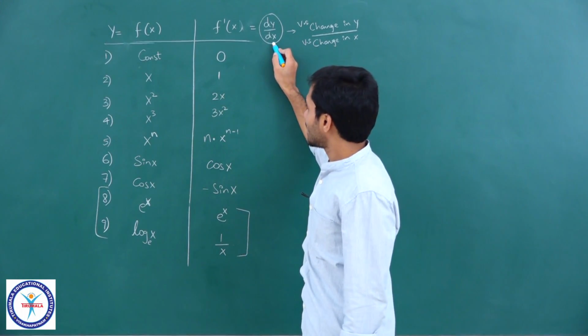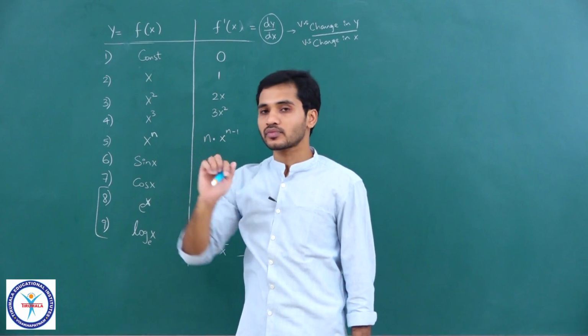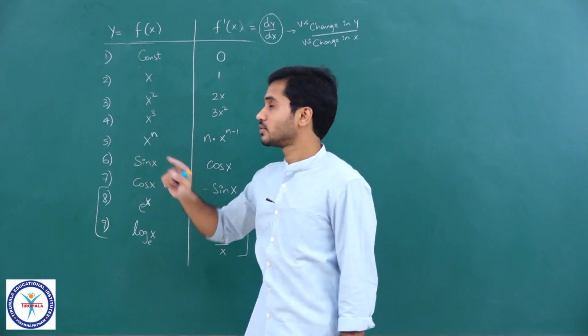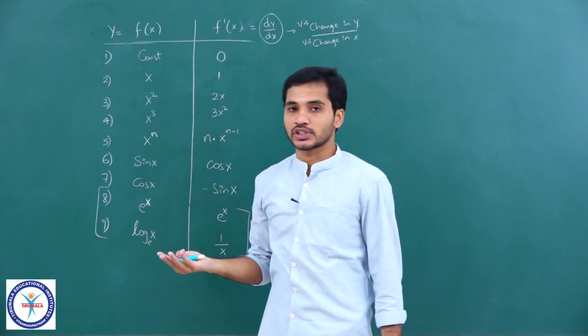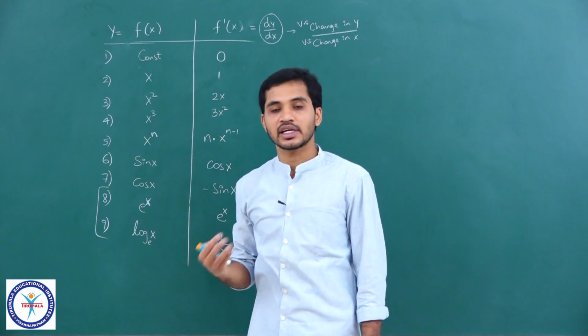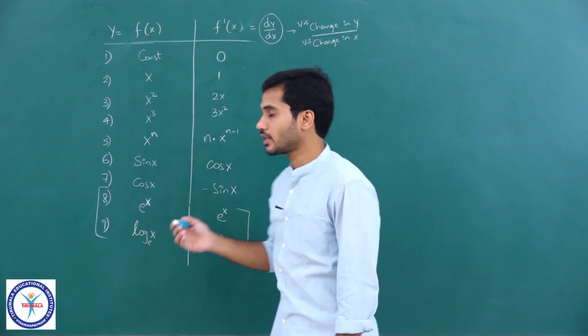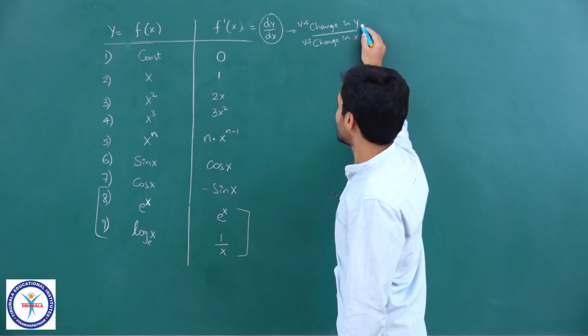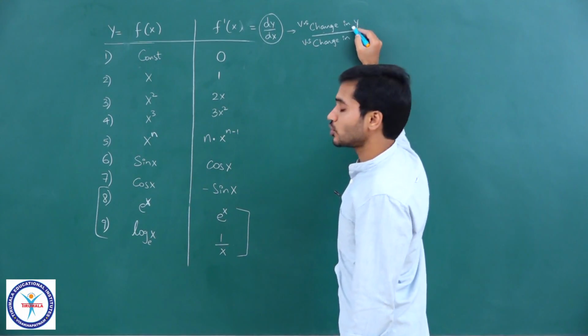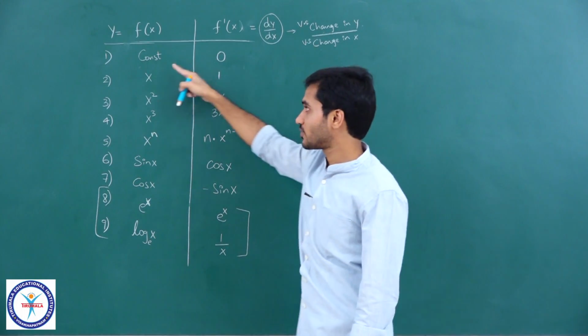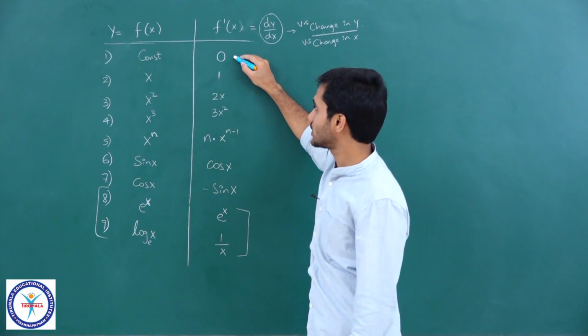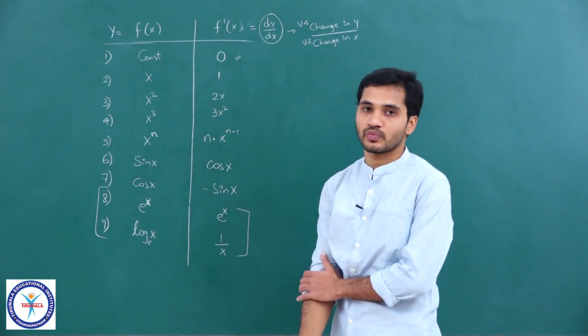Now, when I change the value of x by a very small value, what happens to the constant function? It does not change, correct? That is why we call it a constant function. So, the change in y divided by change in x, the numerator will become 0 in the first case. That is why we say that the derivative becomes 0.